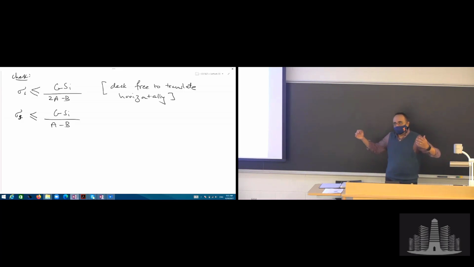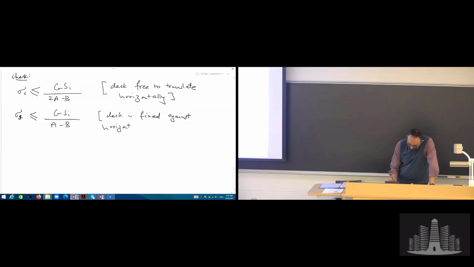Basically, if the deck, or the superstructure, is allowed to move horizontally, you are at higher risk of instability. So it's more strict there compared to the one below. The one below, because already we're constrained, we're not allowing this to move, has a little bit less risk of instability. So this is for the case with the deck being fixed against horizontal translation. This is very important.